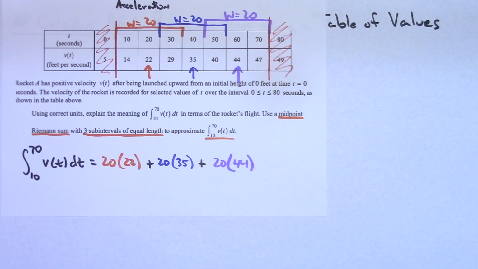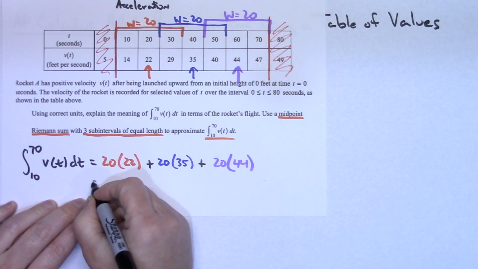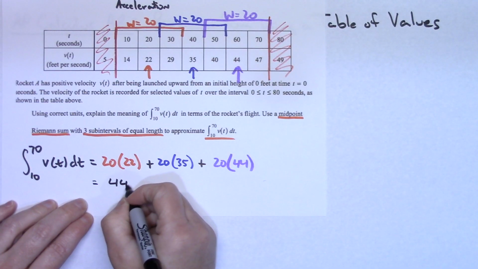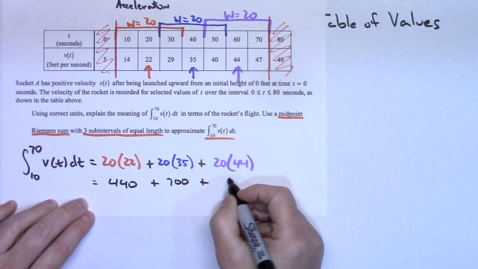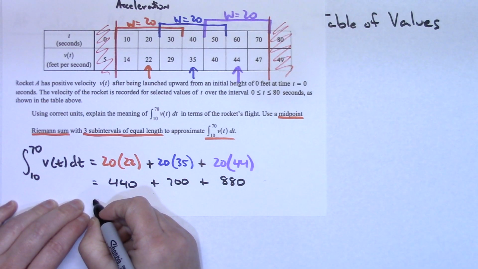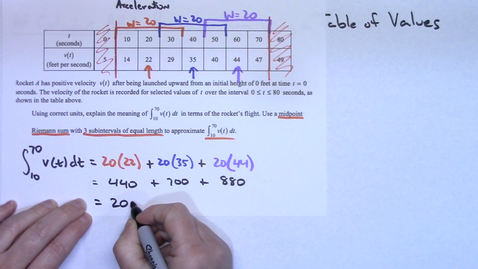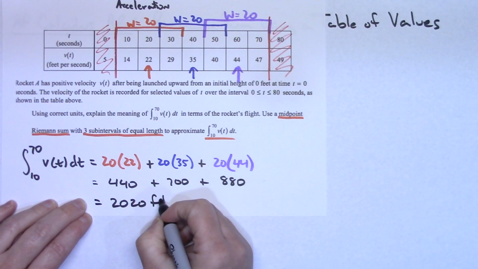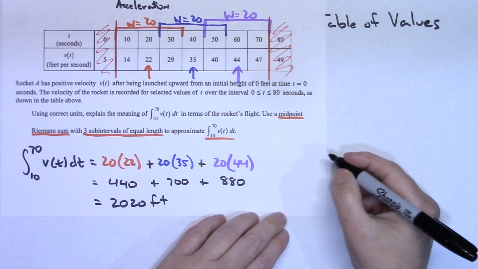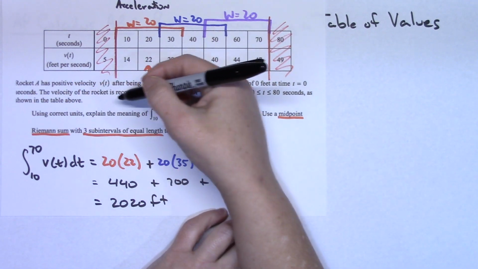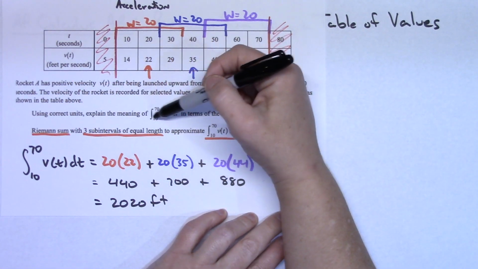So then I can estimate my Riemann sum there by multiplying here. I think I get a 440. Multiplying here, I get a 700. Multiplying here, I get an 880, which is going to give me roughly 2,020 feet there. So there is me estimating, approximating the integral from 10 to 70 of v(t) dt using that table of values. Now I need to write using correct units. There was my correct units. Explain the meaning of that.